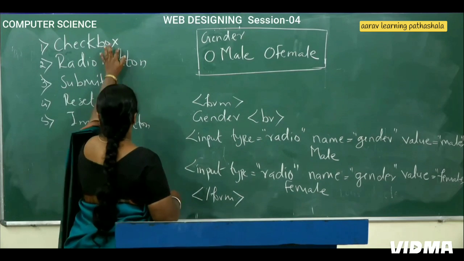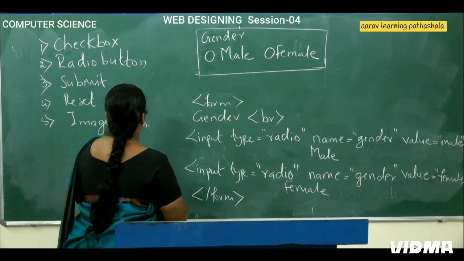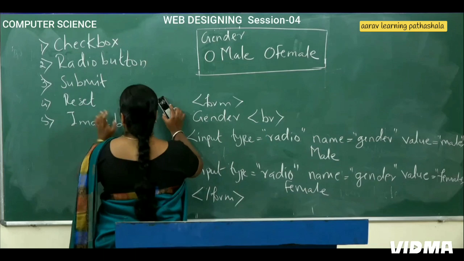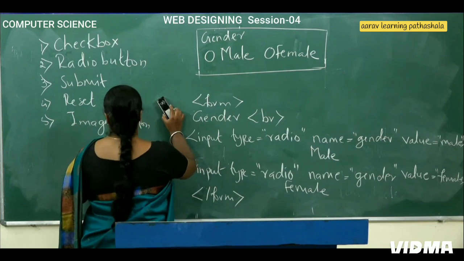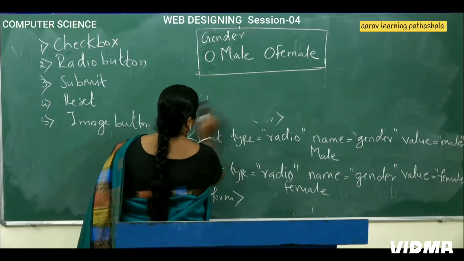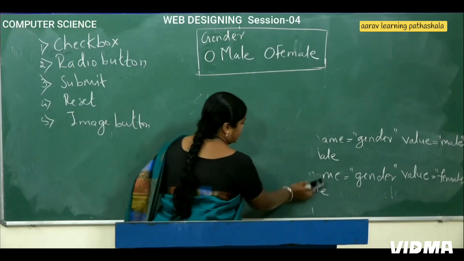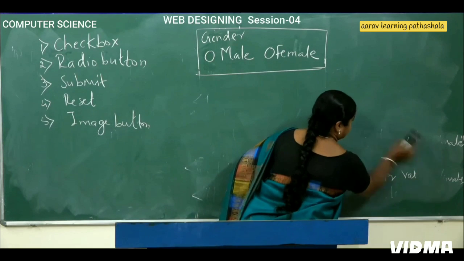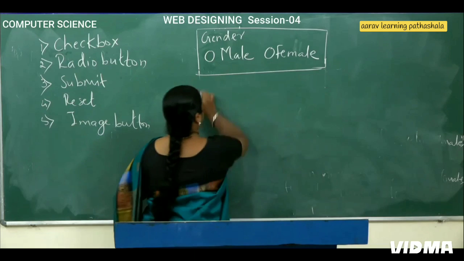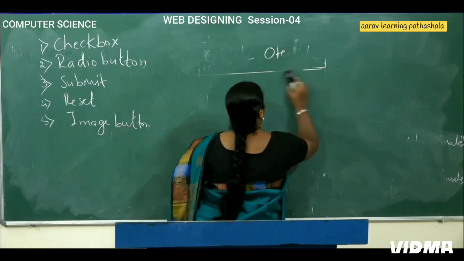Now after these two controls, the next one we are going to see is different types of buttons, that is submit, reset and image button. Let's see one by one. So first is submit button. First one is submit button.